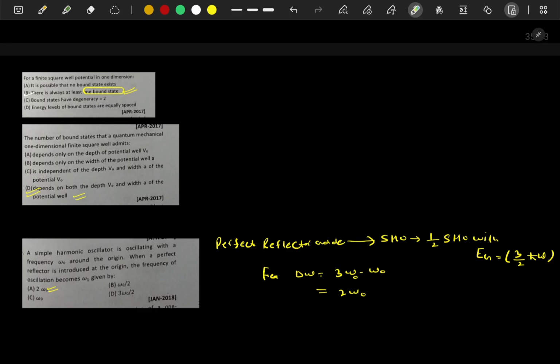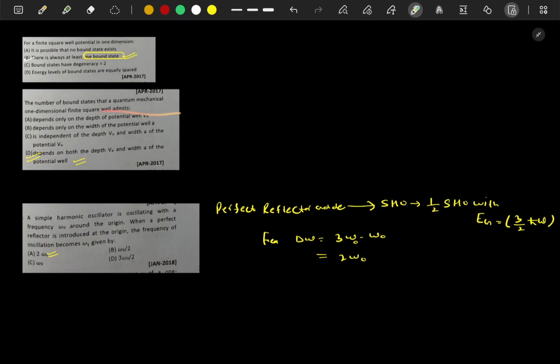For a finite square well potential in one dimension, it is possible that no bound state exists. No, this is not possible. There is always at least one bound state for a finite square well potential in one dimension. The number of bound states that a quantum mechanical one dimensional finite square well admits depends on both depth V naught and width.